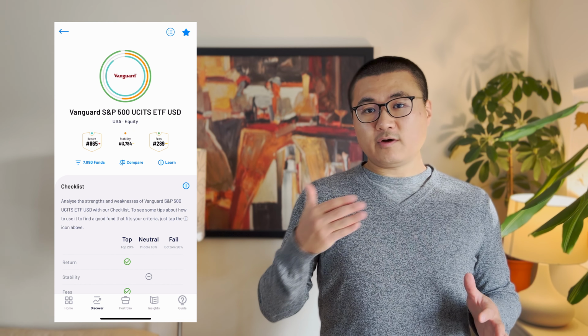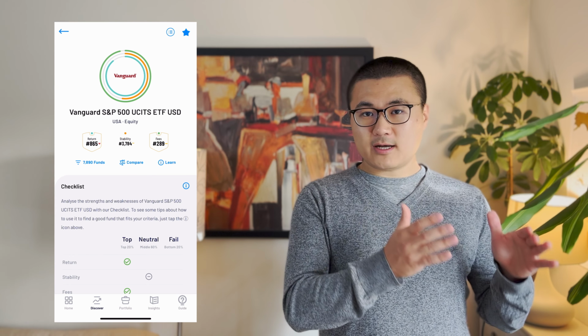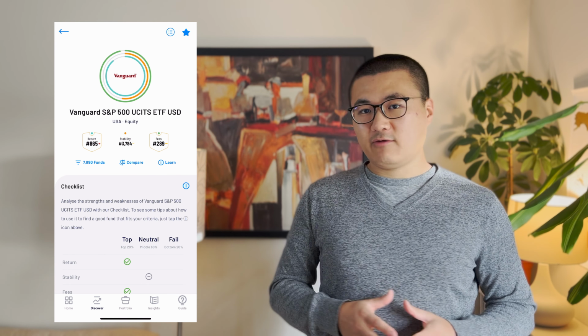So now go into any of the funds you're investing in and you may uncover some unexpected information with our breakdowns, top 10 holdings, and additional information features.